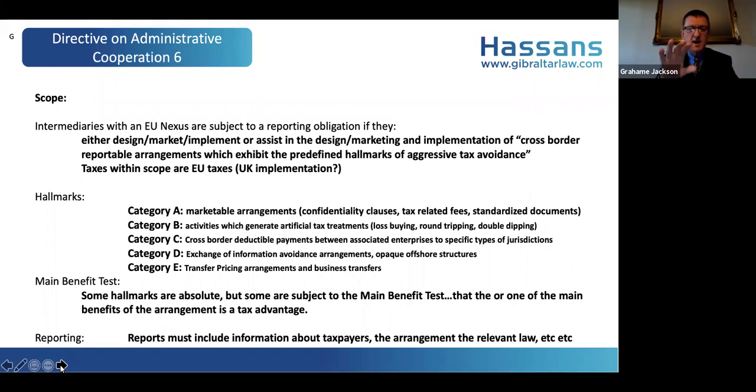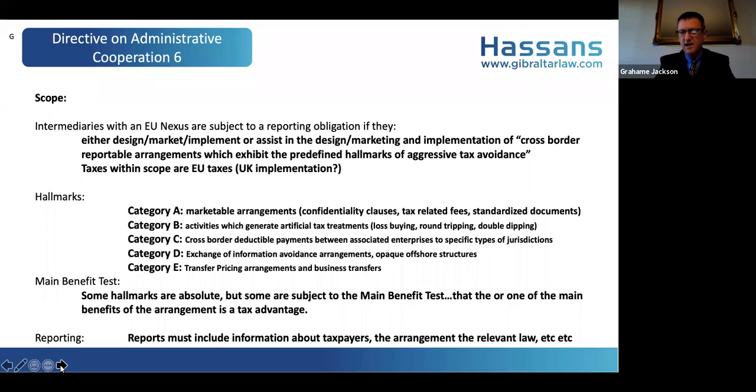So if an intermediary does the designing, marketing, implementing, or assisting in the design, marketing, or implementation of a cross-border reportable arrangement, then you need to identify whether it exhibits one of the predefined hallmarks. The hallmarks are divided into 5 different categories, A to E, and I could talk for several hours about each one, but I'm not going to. I'm just going to explain the basics.